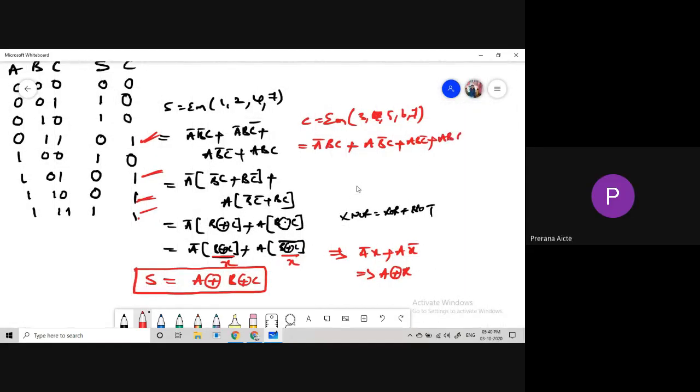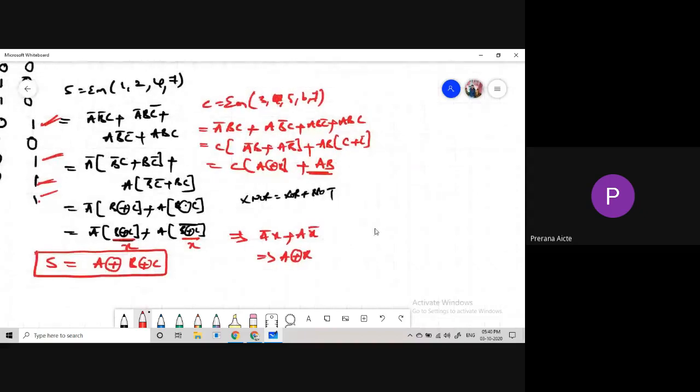So for these 2 terms, which one is common here? C. If we're taking C as common, we are getting A bar B plus A B bar, and here AB is common. So it becomes C into A XOR B plus A B.